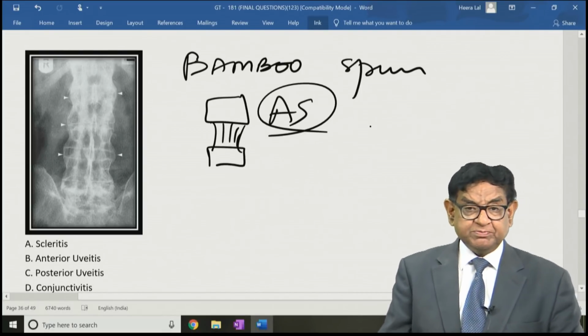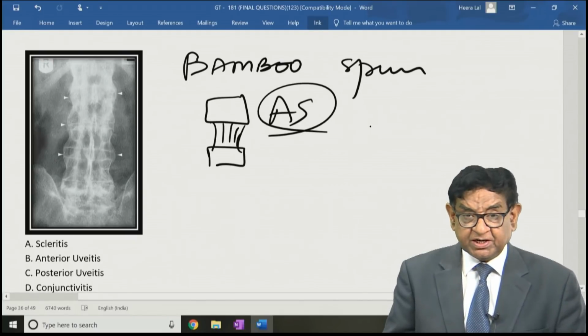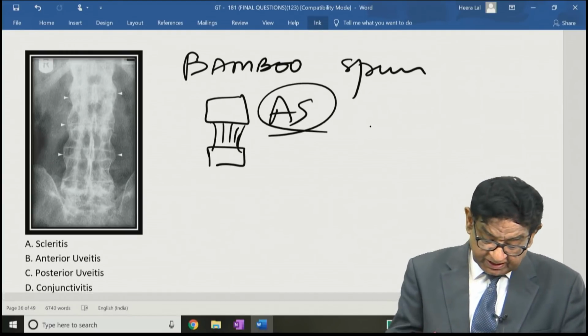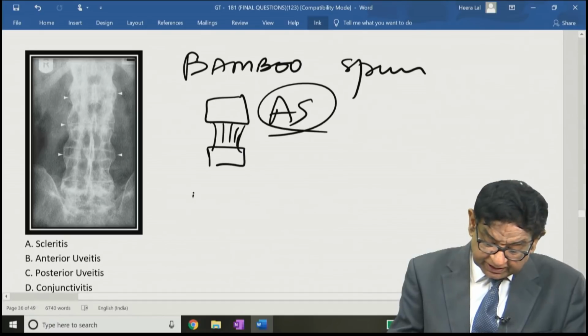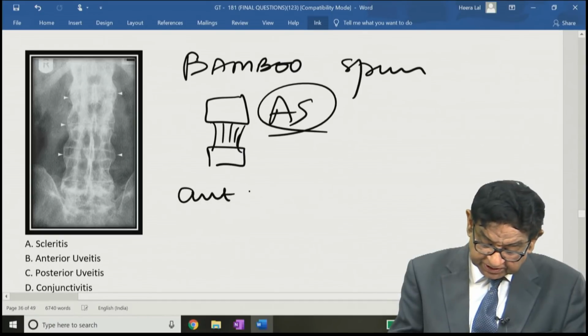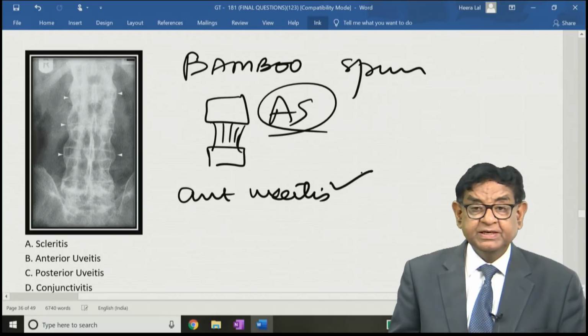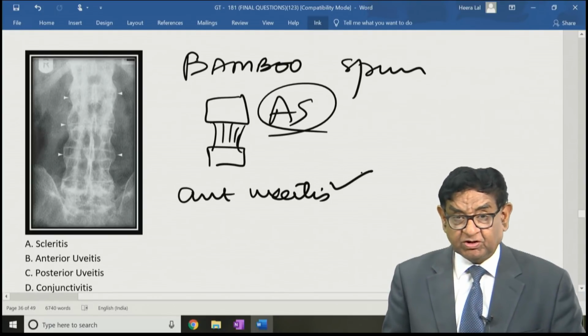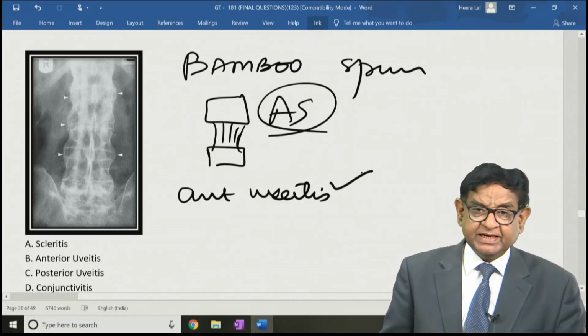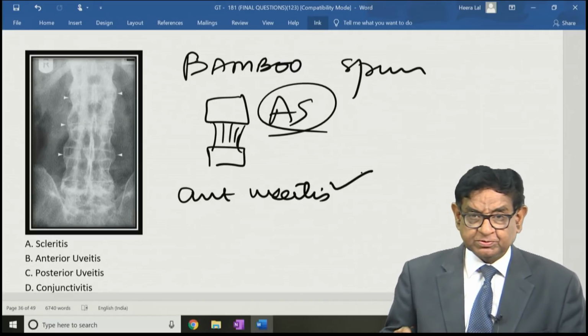In ankylosing spondylitis, there are certain extra-articular features, and of these, anterior uveitis is the most common manifestation. It is seen in around 30% cases of ankylosing spondylitis. That can lead to acute red eye also.